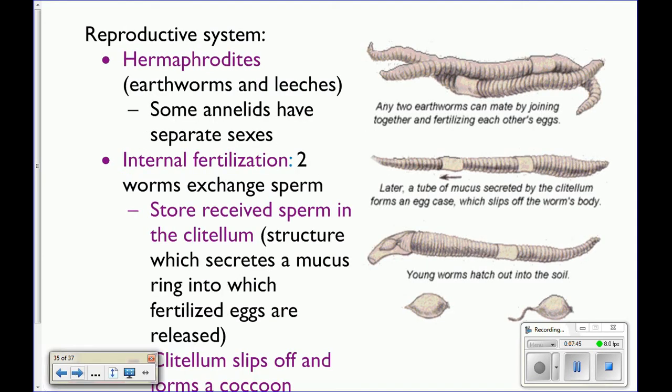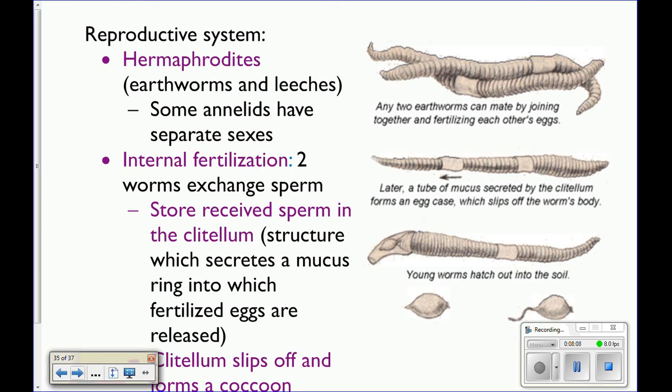Okay, the reproductive system. Annelid worms, like earthworms and leeches, are hermaphrodites. Some annelids have separate sexes, but since we're using earthworms as our model annelid, that's what we're going to look at. They have internal fertilization. Two hermaphroditic worms come together and copulate, and each passes sperm to the other.